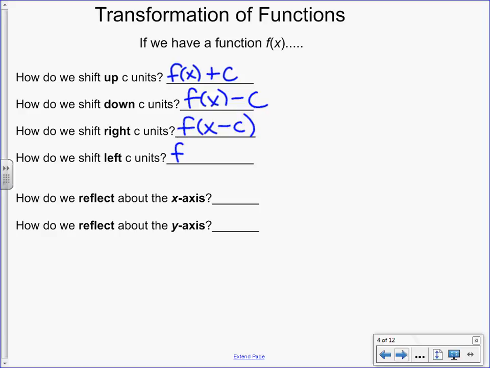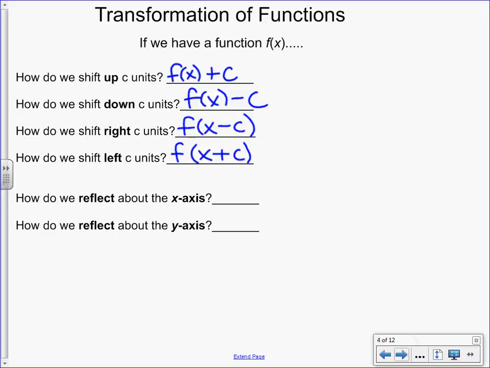Shifting to the left, what would we do? Add c. Add c where? So inside. Okay, anything that is inside of our function is going to affect the x coordinate. Okay, so if it's inside the parentheses, it's affecting x. If it's outside, it's affecting y.